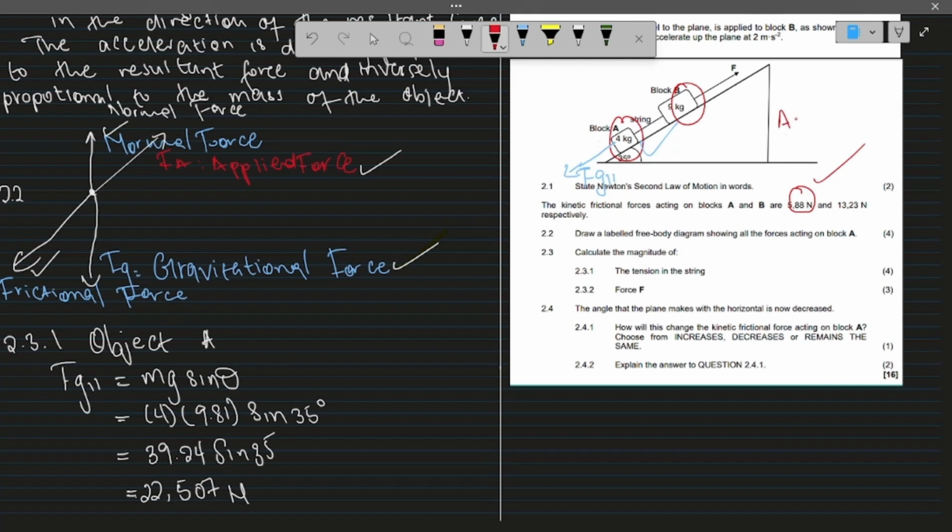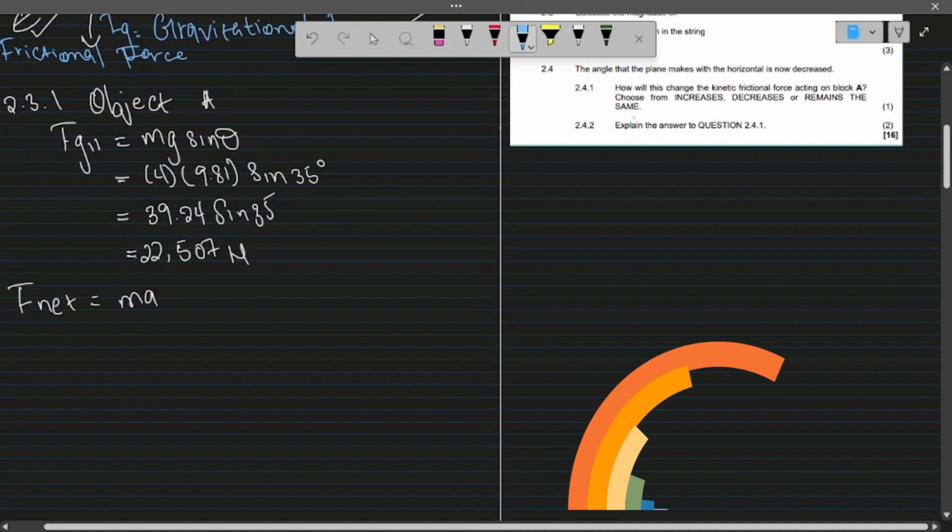So it's F applied, and then the frictional force, and then F_g parallel. The frictional force and F_g parallel are acting against the applied force basically, right? So let's get into it. So our answer is going to be what, guys?